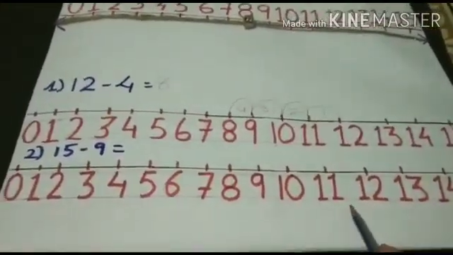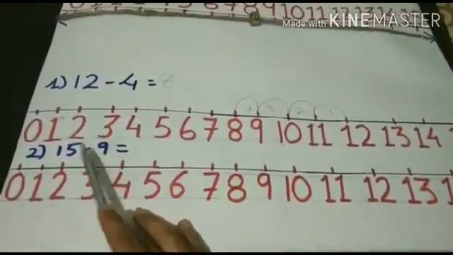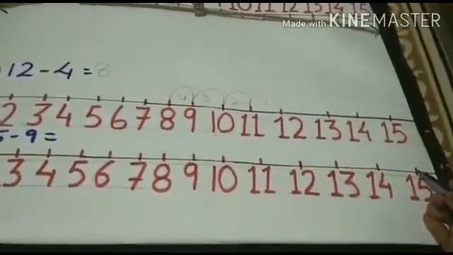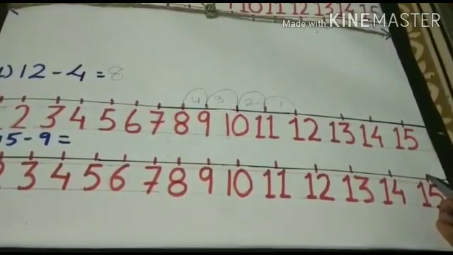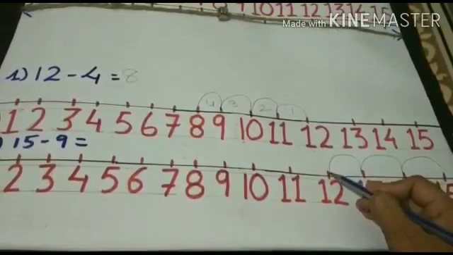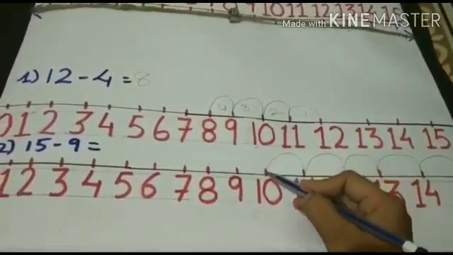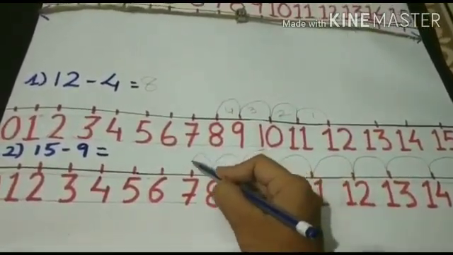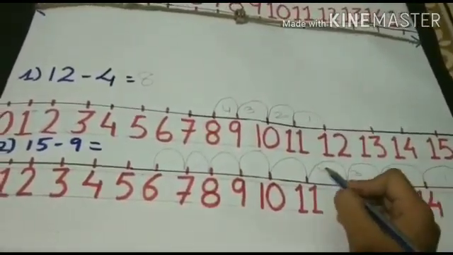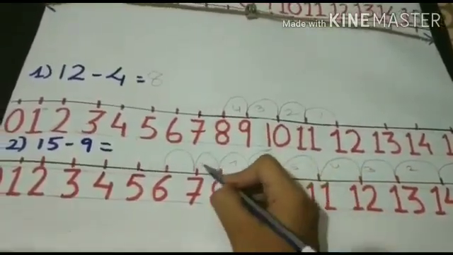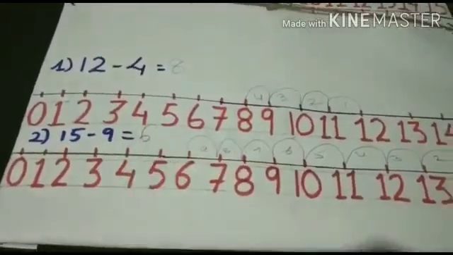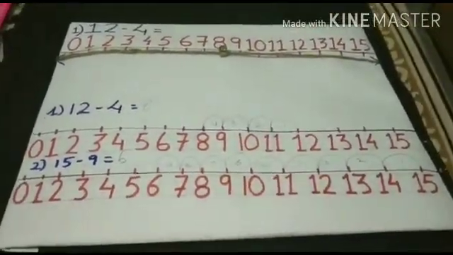Moving on to the next example. From here you have to subtract 9 from 15. So first we will reach 15. Then we will take 9 backward jumps. 1, 2, 3, 4, 5, 6, 7, 8, 9. We reach 6. So our answer is 6. 15 minus 9 is 6. This is how the number line works.